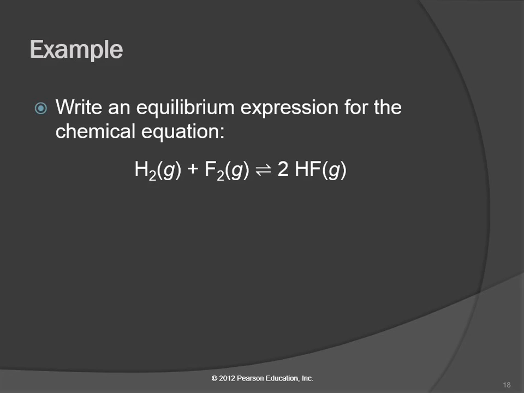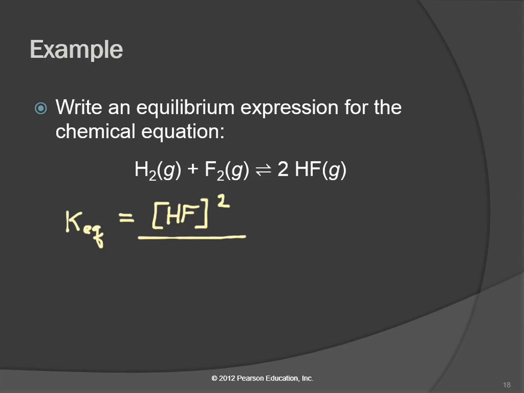So let's do one here. Write an equilibrium expression for this chemical reaction. So Keq, the equilibrium constant, equals, it's always products over reactants. Our product here is HF, so I'm just going to take that formula and put it inside brackets. And what power should I raise it to? 2. We've got 2 HF, so we get HF squared.